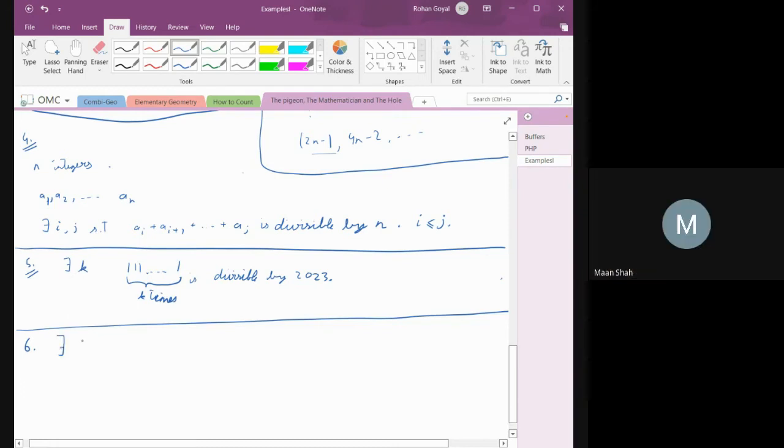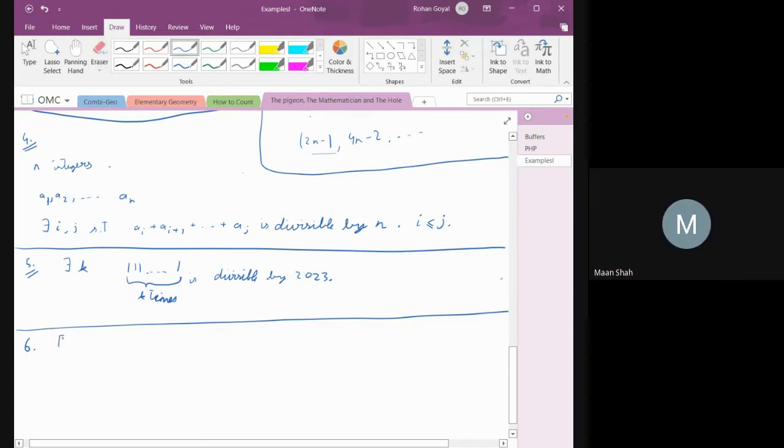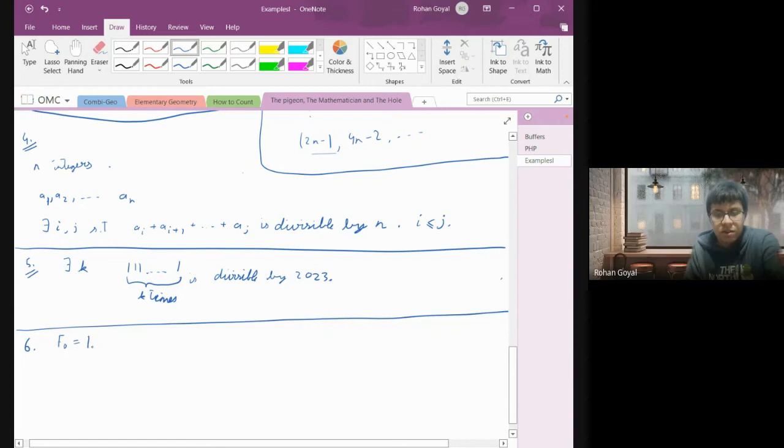Just a second. You know what the Fibonacci numbers are, right? Yes. F0 is equal to 1, F1 is equal to 1, Fn is equal to F(n minus 1) plus F(n minus 2). Okay. There exists k such that Fk has 2022 zeros at its end.